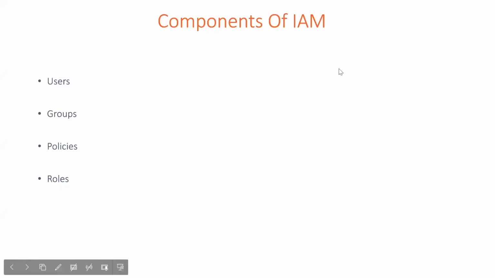Now let's talk about the various components of IAM. We have four major components, which are users, groups, policies, and roles. Our users comprise all the administration teams, the people who are managing your resources. All those become a part of your users.